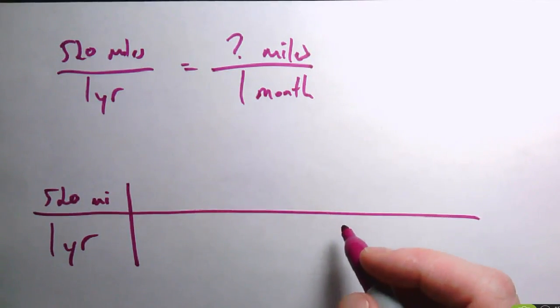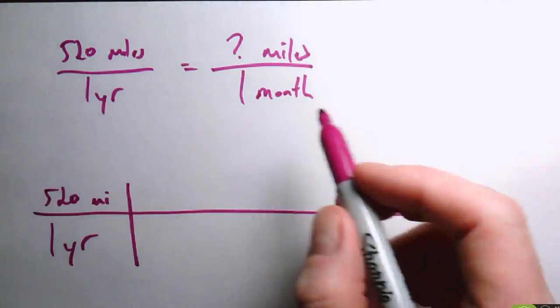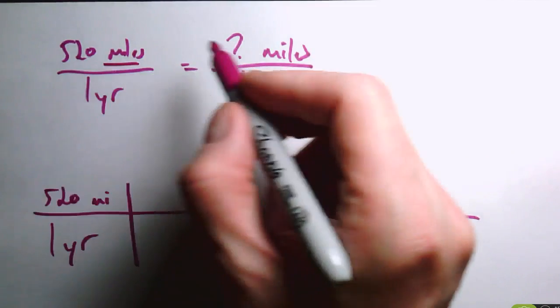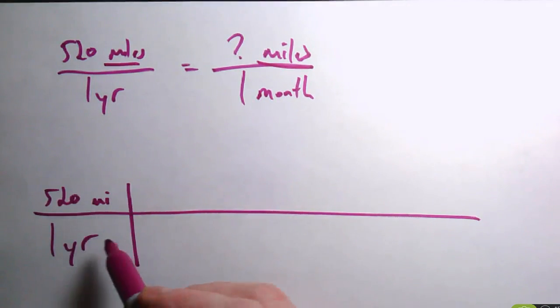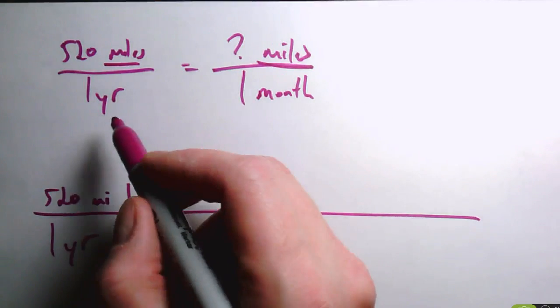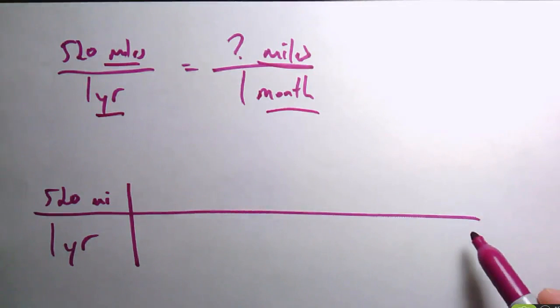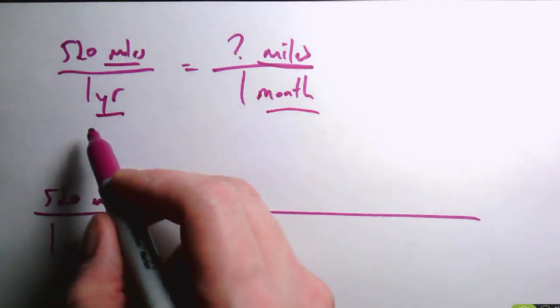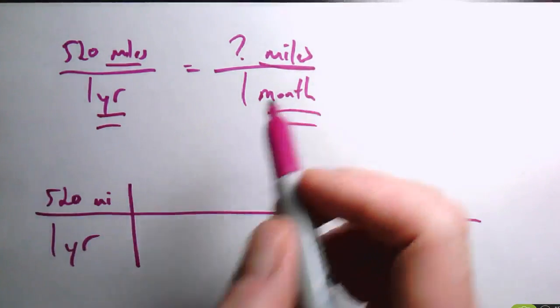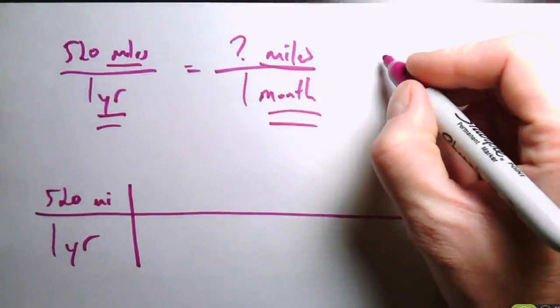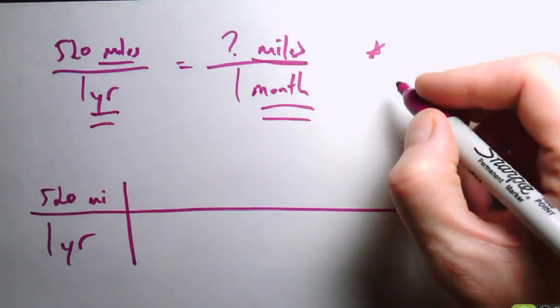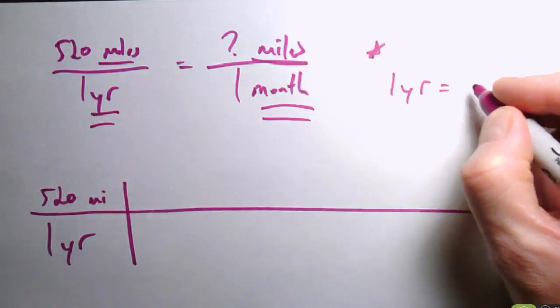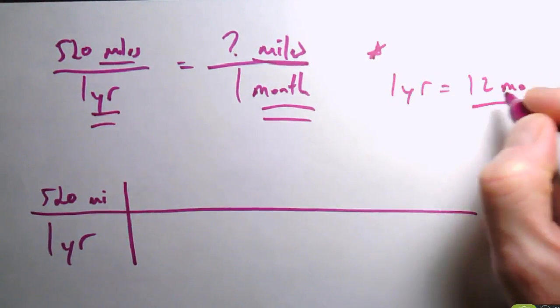Now, what I'm trying to figure out then is how can I convert these? And if you look, miles is already on top, so I'm done with the miles. I don't need to do anything with this. What I need to do is get rid of the years in the denominator because I go with years here, but months here. So the first thing I have to ask myself is: is there a direct relation between years and months? And that's the first question that's going to pop up. Hopefully you said yes, 1 year is equal to 12 months.